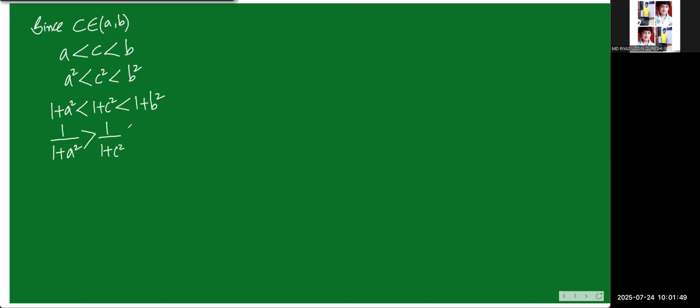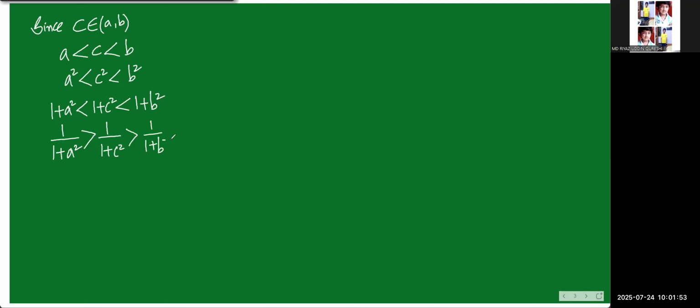So next step is squaring. A square is less than c square is less than b square. Now adding 1 means 1 plus a square is less than 1 plus c square is less than 1 plus b square. Now taking reciprocal means 1 by 1 plus a square. The inequality will change. Less than will be converted to greater. 1 by 1 plus c square is greater than 1 by 1 plus b square.